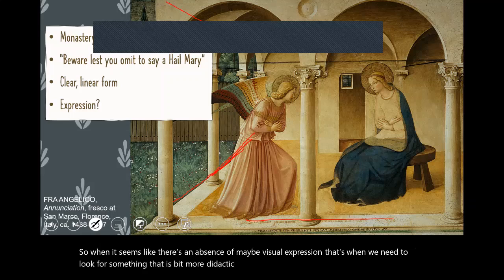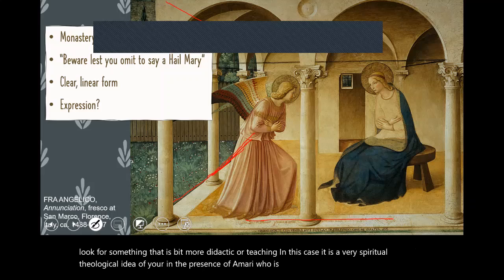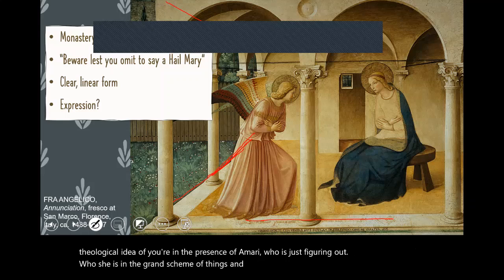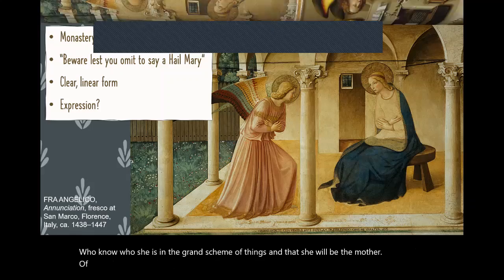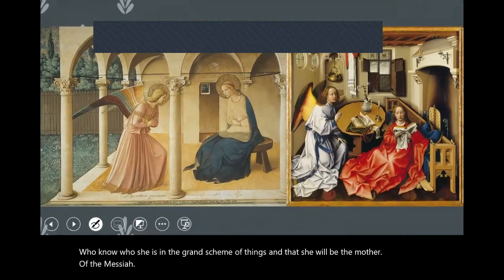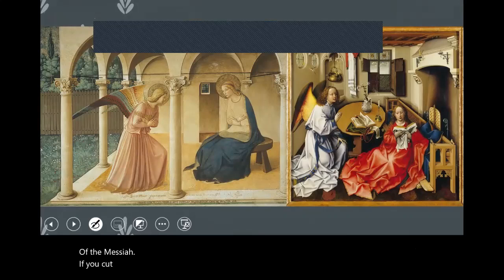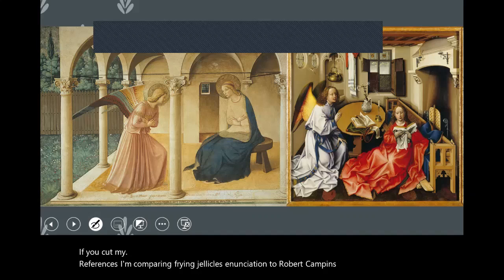In this case, it is a very spiritual, theological idea of you're in the presence of a Mary who is just figuring out who she is in the grand scheme of things, and that she will be the mother of the Messiah. If you caught my references, I'm comparing Fra Angelico's Annunciation to Robert Campin's Annunciation from the Merode altarpiece.